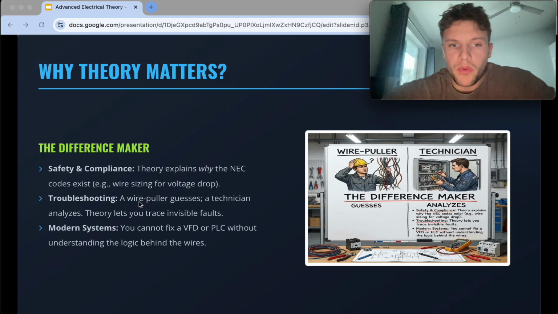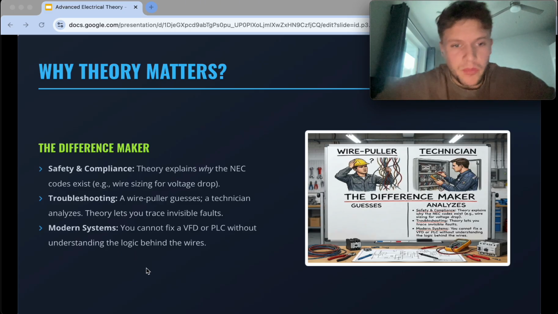Troubleshooting. A wire puller guesses, a technician analyzes, right? So when you're looking at a VFD, do you even know what's going on, right? If you don't, how are you possibly going to try and fix it? These are important things to know, guys. So the theory lets you trace invisible faults. When you're having issues, whether it's in a residential setting, an industrial setting, whatever, you're going to want a course of action to start testing some of the reasons why these circuits aren't working, how you can fix them.